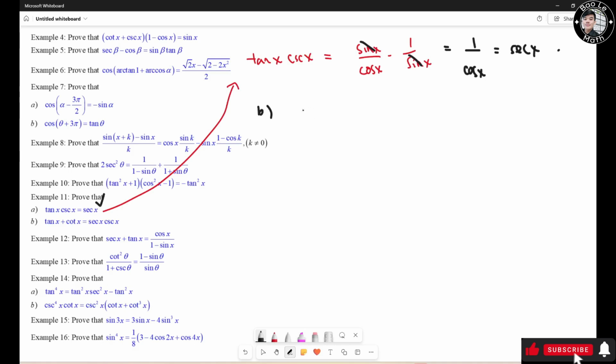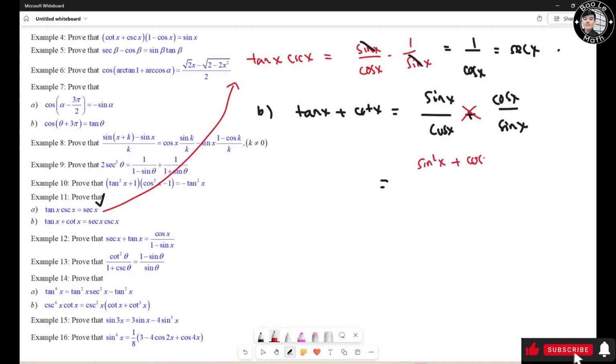Now question B, you have tangent s plus cotangent s. It's going to be sine s over cosine s for tangent s, right? Plus cosine s over sine s for cotangent s, right? Now we just cross multiply, right? So this guy turns out to be sine square of s plus cosine square of s over cosine s times sine s, right?